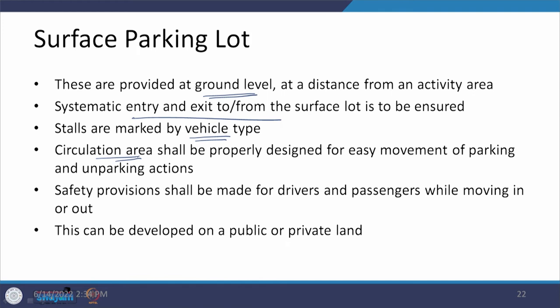So, I am not stressing all of those things again and again here. Safety provisions have to be taken care of, and they can be developed on a public or a private land. Now, when we say private land, then it means we are trying to induce that if somebody has a vacant land available, then we can say, okay, you can get a certain sort of subsidy if you allow the use of your land for the parking of vehicles, and even the person can earn out of it based on the parking fee being charged in that area.